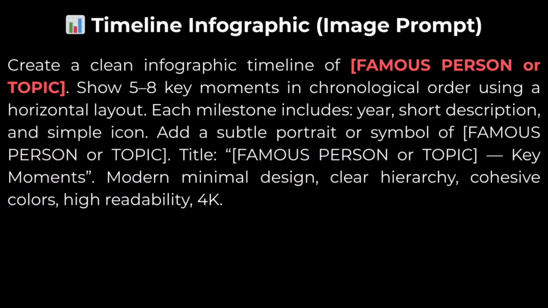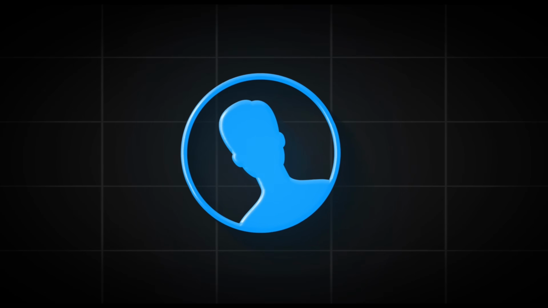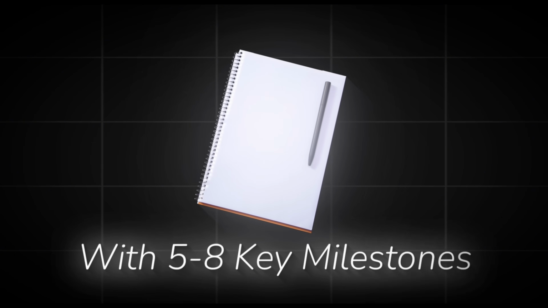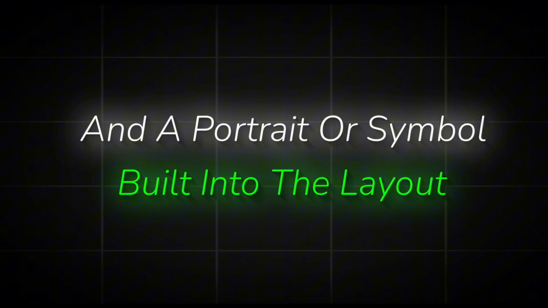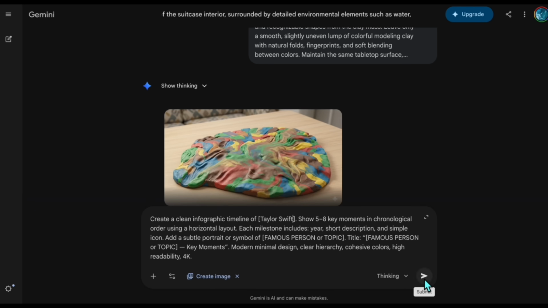Here is the timeline infographic prompt. Drop in any famous person or topic, and the prompt generates a clean horizontal timeline with 5 to 8 key milestones, illustrated icons per event, and a portrait or symbol built into the layout. I set the subject to Taylor Swift and generate.